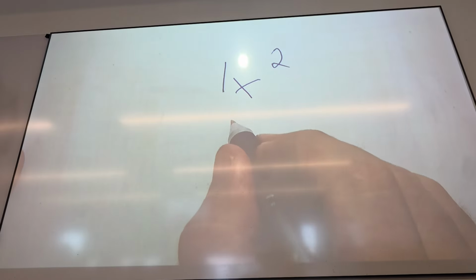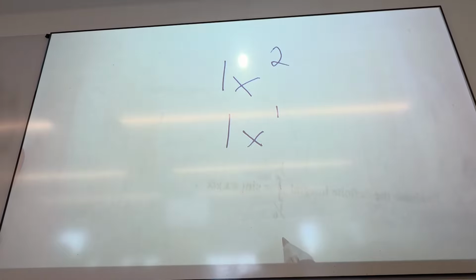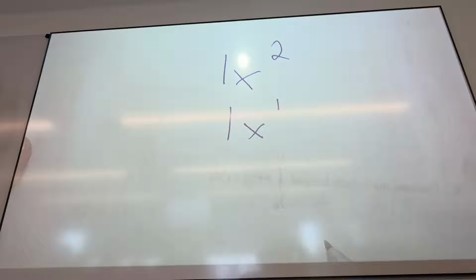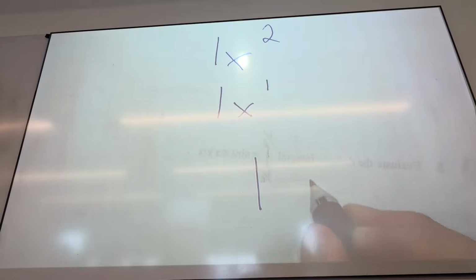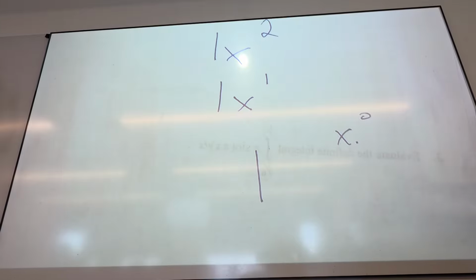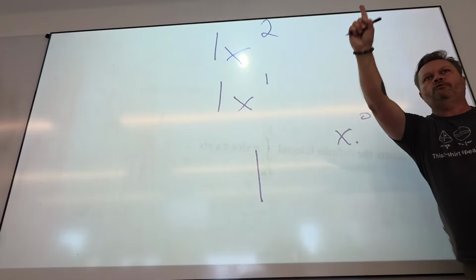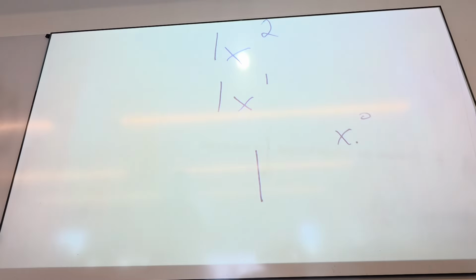What if I lost an x? How many x's do I have now? 1. What if I lost another x? How many x's do I have now? And what's the only thing left if I lose an x? 1. So x to the 0 literally means no x's. Therefore, you're only left with the 1 that's always there. That's another reason why x to the 0 is 1.